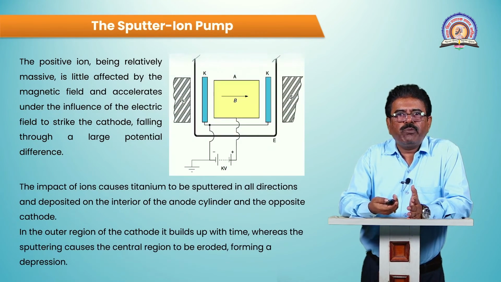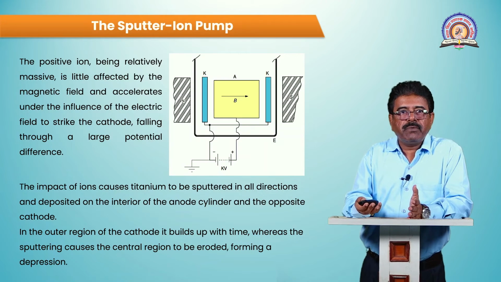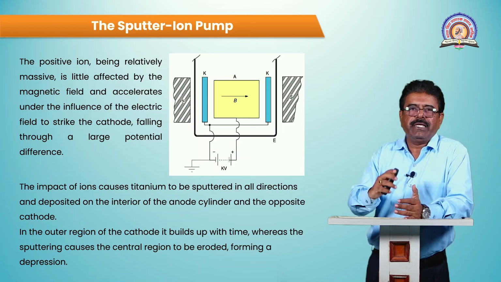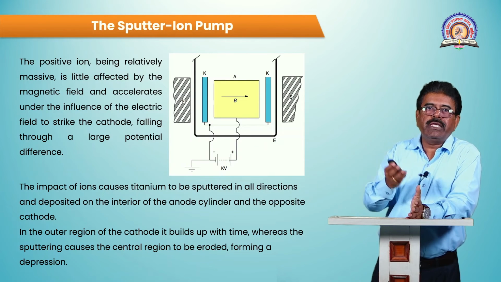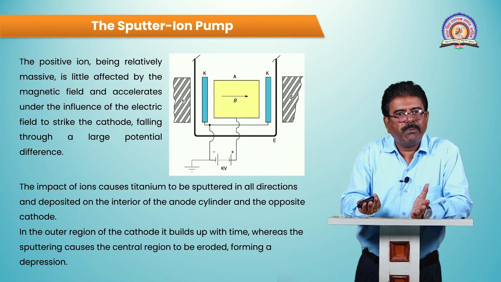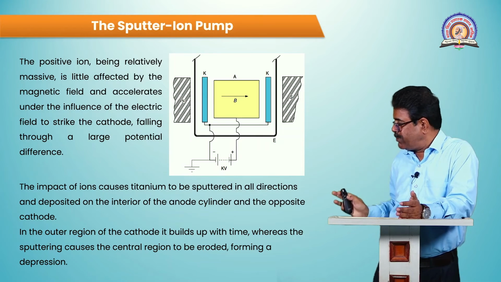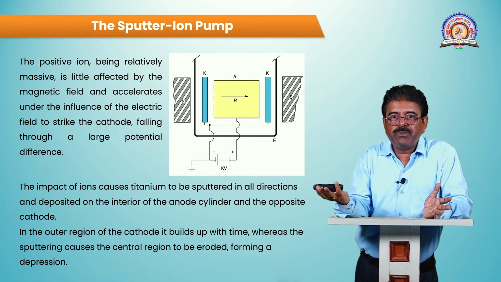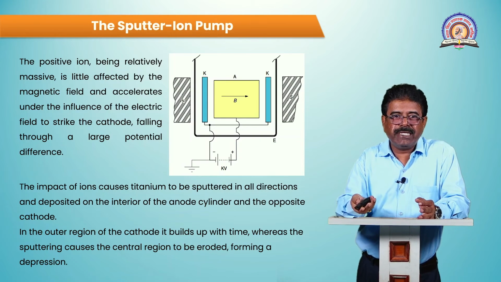Now, what will happen to the positive ions? Let us see now. These positive ions have relatively greater mass, so they are not much affected by the magnetic field present here. They will be accelerated because of the negative potential towards the cathode, and they will strike the cathode material. The cathodes, as you know, are made of titanium. Because of the impact of ions on this cathode, the sputtering process will take place. That means the titanium will be sputtered in all directions, and it will be deposited on the anode, the inner wall of the casing, and everywhere.